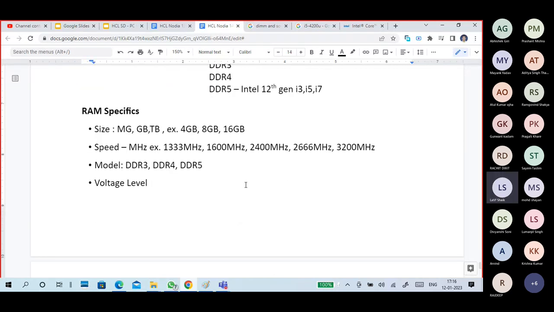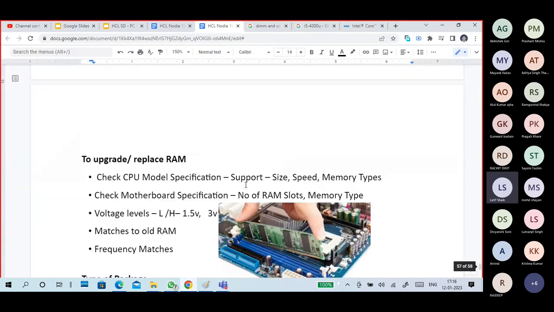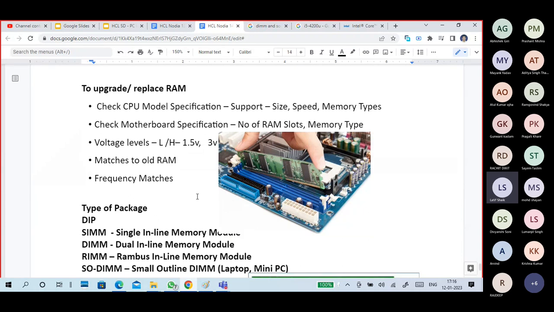When you look at RAM, generally we discuss size, right? RAM size, RAM speed, RAM model and voltage levels are also important, depending upon your motherboard to RAM communication. Next, if you want to add, replace or upgrade RAM, it is important to check CPU compatibility and motherboard compatibility. Based on that, we choose the RAM. When replacing or adding new RAM, it is better to match it with the old RAM, which makes it easier to understand.